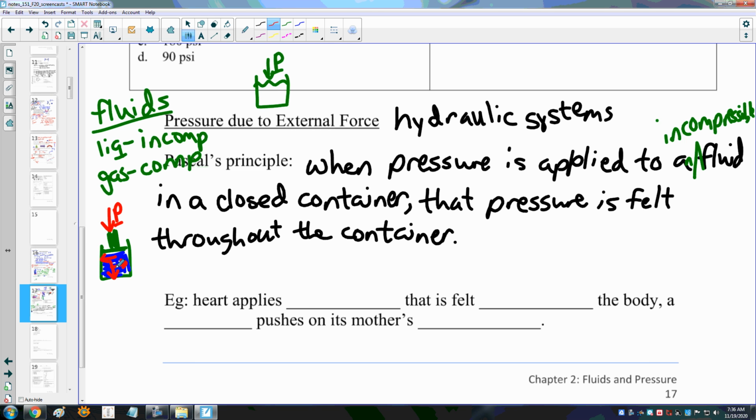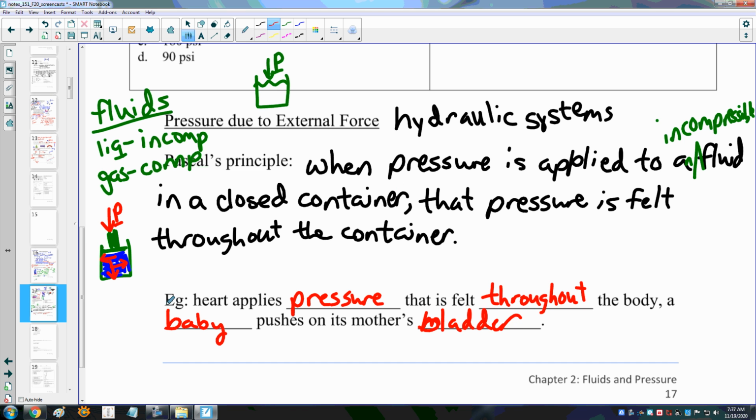There are lots of applications here. The heart, for example, applies a pressure, and this pressure is felt throughout the body. That's why you can feel your pulse. If you feel your pulse right now, that's not occurring in your wrist. That's occurring in your chest. That's where that pressure originates. And so that's an application. A baby can push on its mother's bladder, and the mother feels like she has to go to the bathroom, because once you get a pressure of a fluid within your bladder, a certain pressure causes that urge.